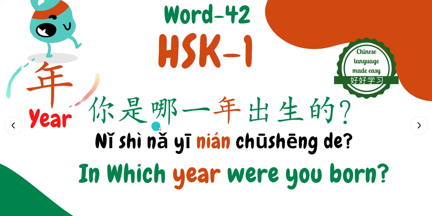So, 哪一年 means which year. 出生 means be born, telling us about the birth of someone. The 的 is used with this. So 你是哪一年出生的？ In which year were you born? You are asking someone about the year of birth.